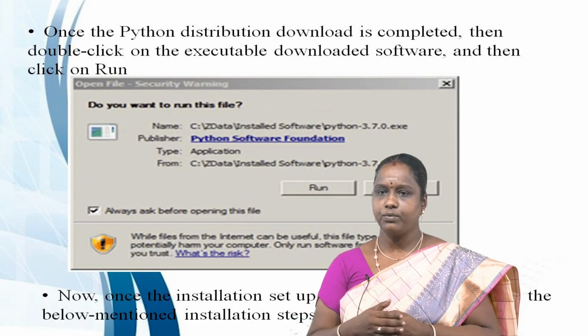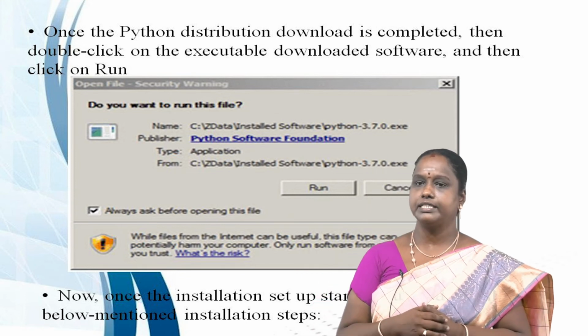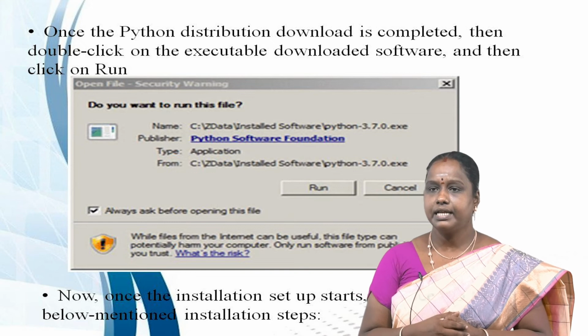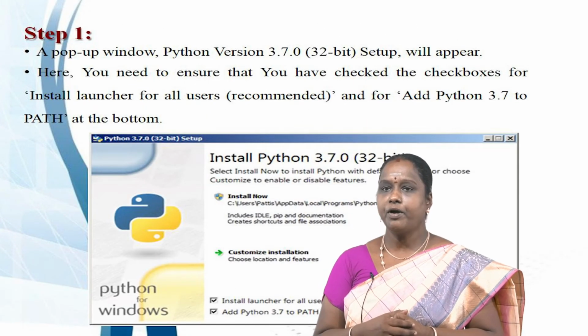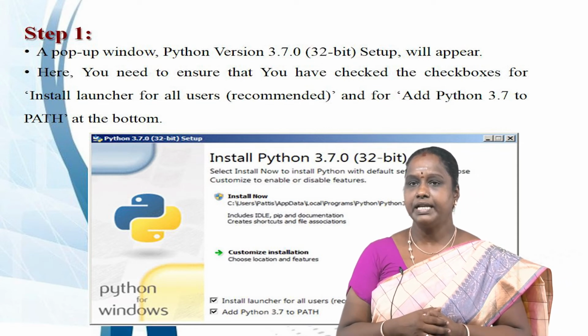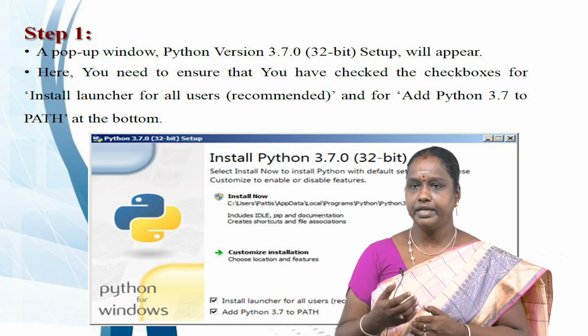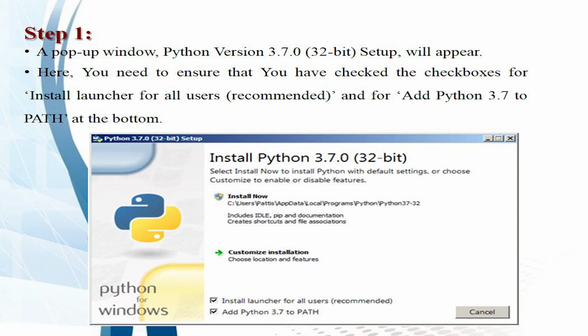Next, once the Python distribution download is completed, double click on the downloaded executable and then click on run. Now once the installation setup starts, you need to follow the below mentioned installation steps. Step 1, a pop-up window Python 3.7.0 32-bit setup will appear. Here you need to ensure that you have checked the checkbox for install launcher for all users, recommended, and for add Python 3.7 to PATH at the bottom.